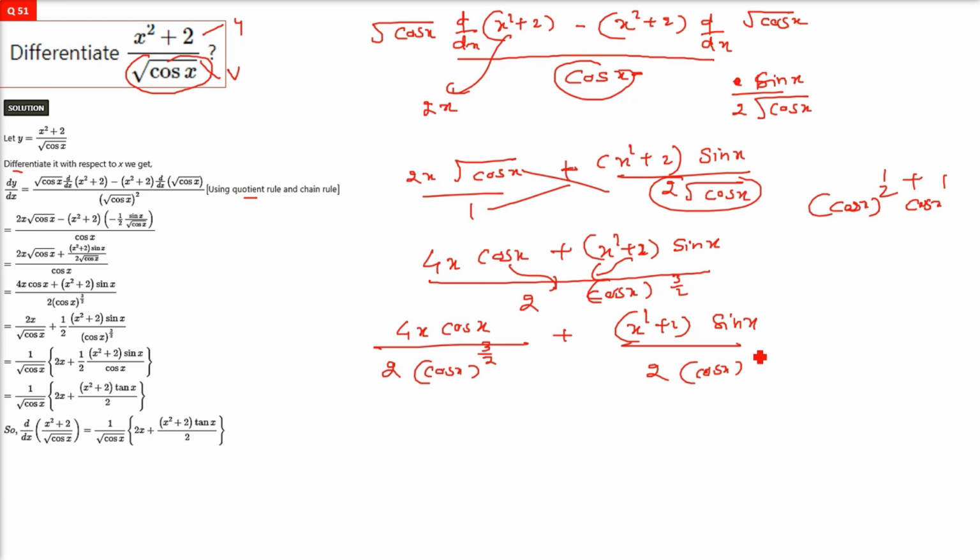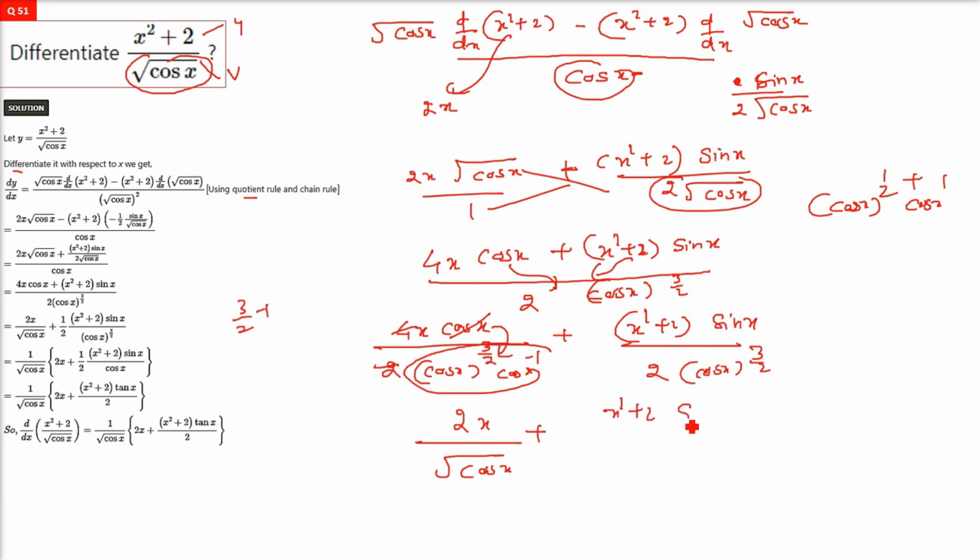Okay. Now this cos x, you can bring it in the denominator. So cos x to the power 1 will become cos x to the power minus 1. So 3 by 2 minus 1 will be, as we just did, half plus 1 is equal to 3 by 2. So this can be written as 3 by 2 minus 1, so it is going to be half. This is going to be root cos x only. And this we have finally 2x by under root cos x.